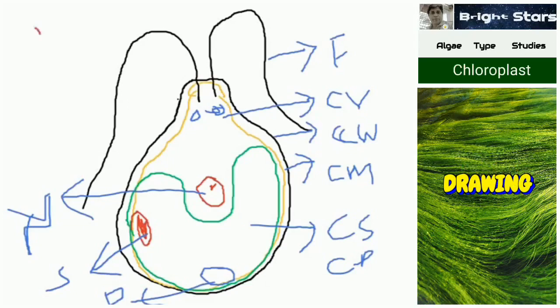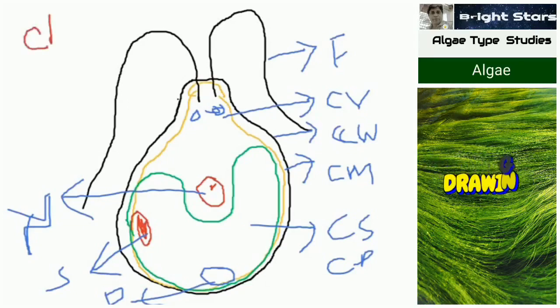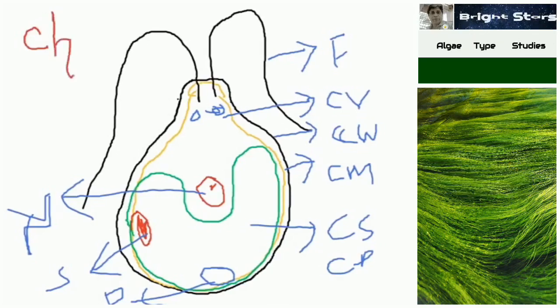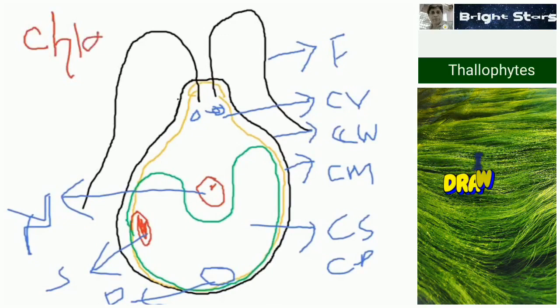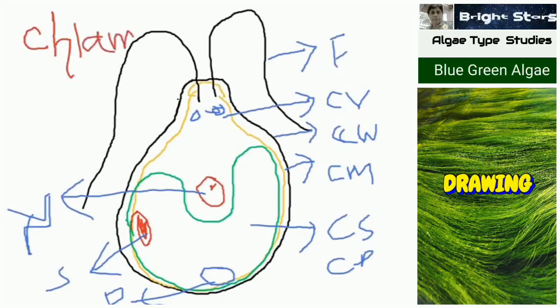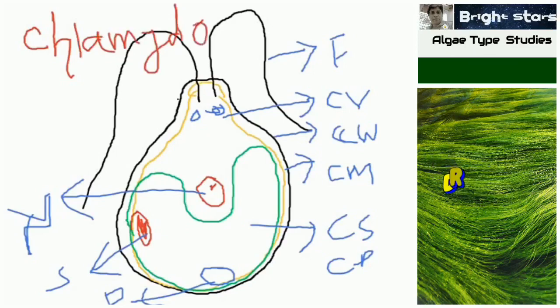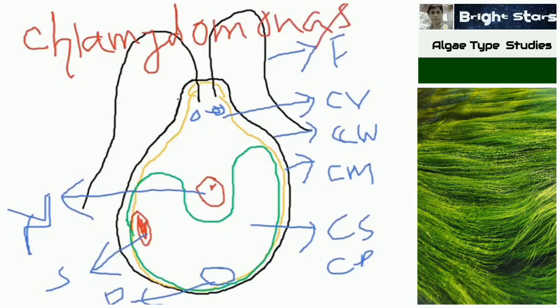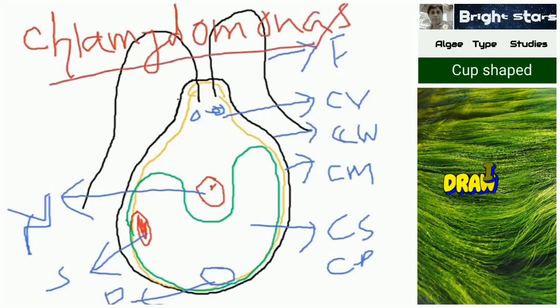So for the overall structure we write the heading Chlamydomonas. This is the structure of the Chlamydomonas. You draw it one by one.